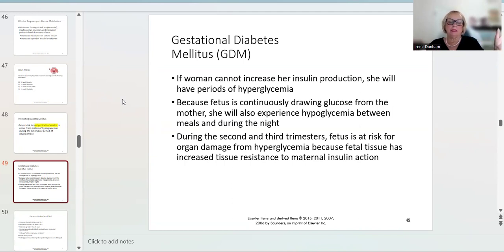It's our type 1s that we keep a close eye on. And that doctor that I told you about, the other part of our team, is called the perinatologist. They also will watch these patients that are type 1 diabetic, because usually they're on insulin pumps. And so then they just adjust their insulin pump according to the patient's needs and the gestational period.